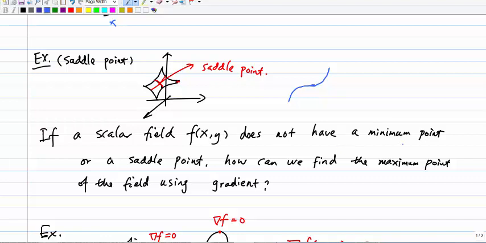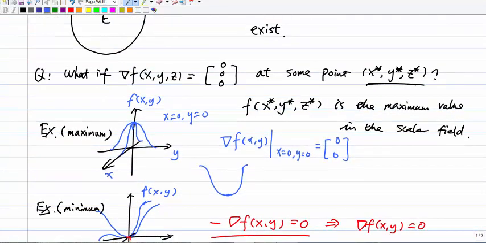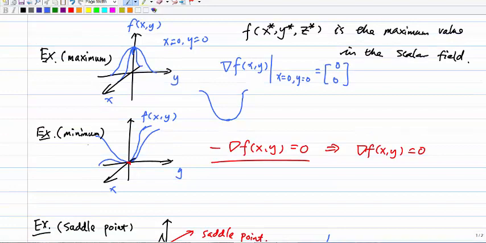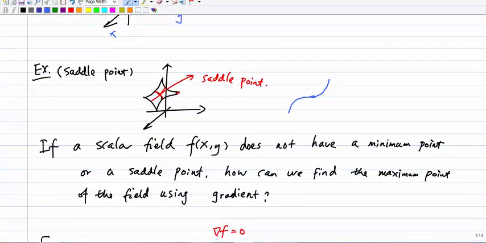not have a minimum point or a saddle point. So it doesn't have a minimum point, it doesn't have a saddle point. How can we find the maximum point of the scalar field using gradient? This is actually coming from here, right? We know that if we set the gradient to be 0, it's either a maximum point, a minimum point, or a saddle point. But if it's not a minimum point and not a saddle point, it must be a maximum point, right?